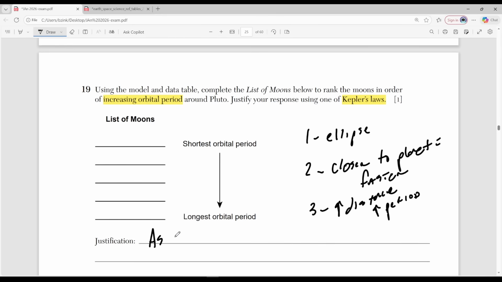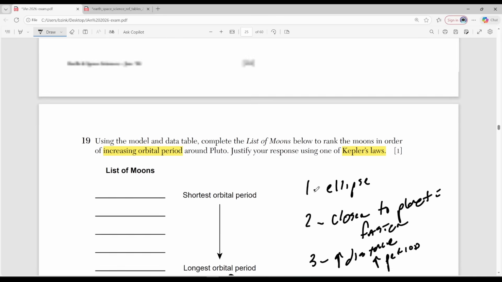So we could say as distance from Pluto increases, orbital period, which is the time it takes to go around Pluto, increases. So that's all we're going to do.